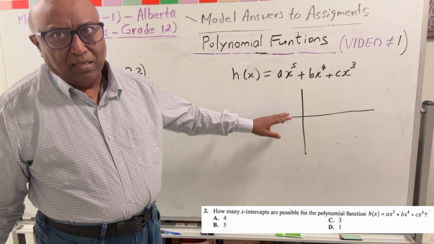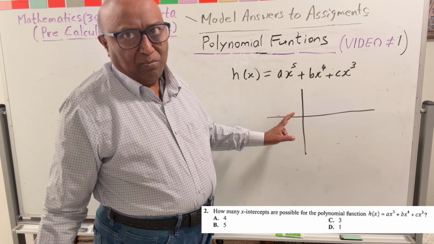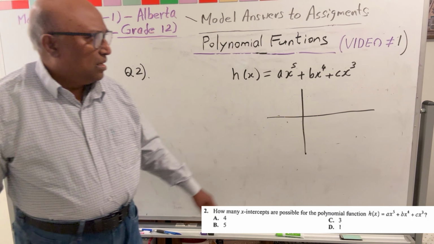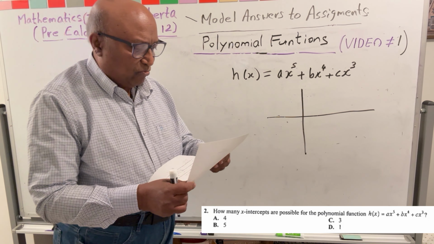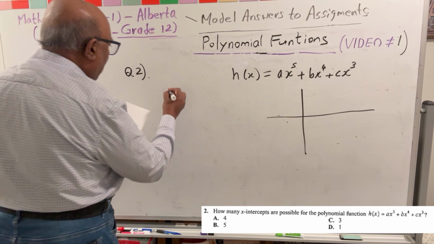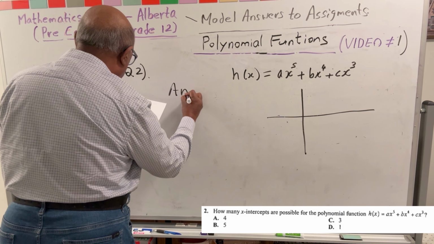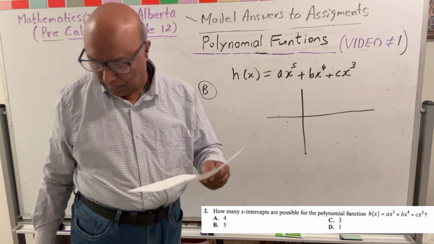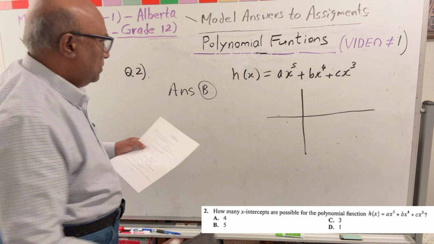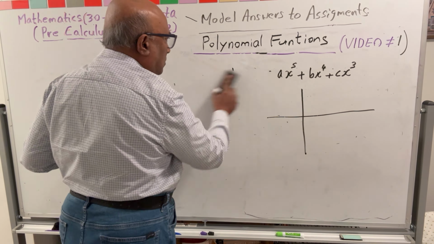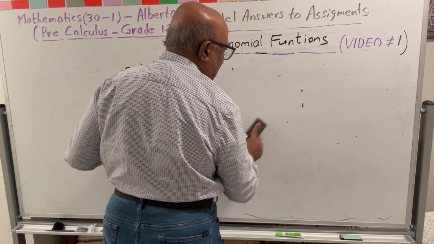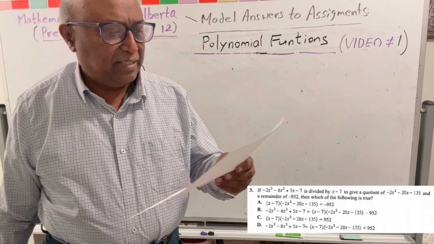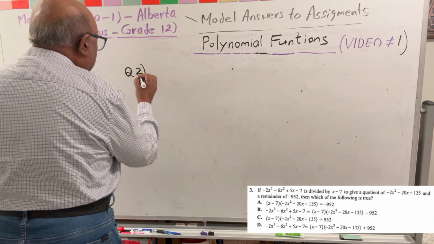Sometimes there may be fewer than 5 x-intercepts. The answer is 5. That means the answer is option number B. Now let's look at the next question. Question number 3.